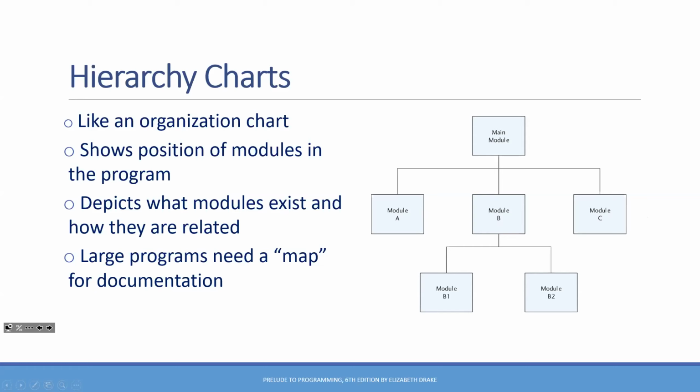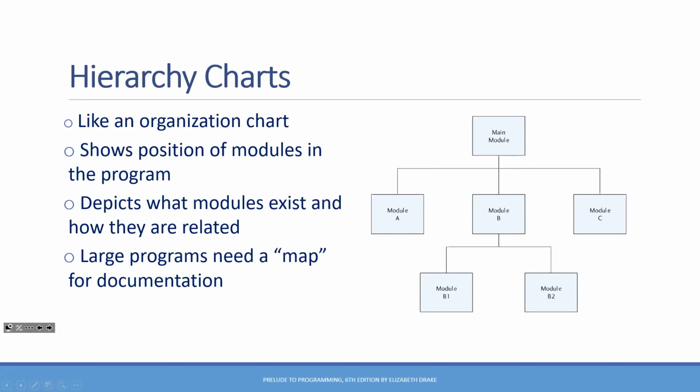So a hierarchy chart is a chart that shows us the organization of a program. So I'm always going to have a main module at the top. That's going to be my starting point. My main module then is going to call other modules. In this program, my main module calls module A, module B, and module C. This chart does not show me what order they're called in, if they're dependent on each other. I know nothing like that from this chart, nor should I. All I know from this chart is the main module calls module A, module B, and module C.